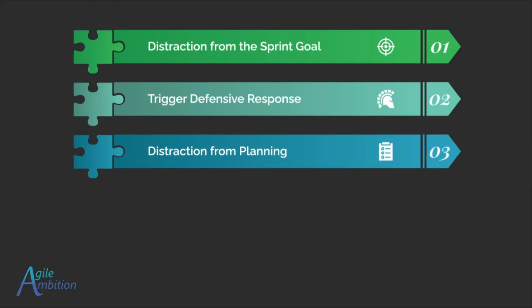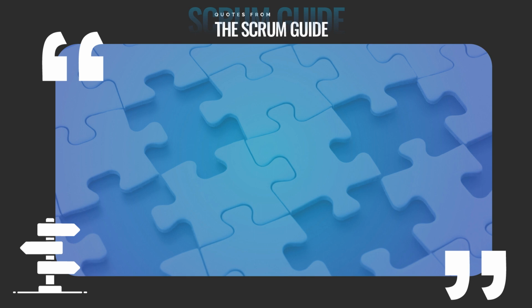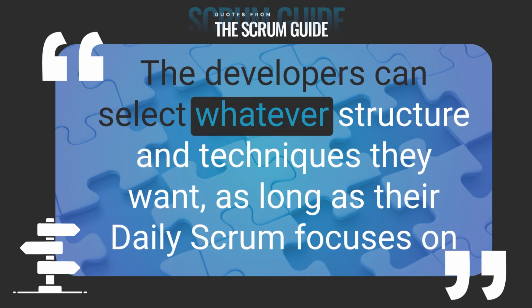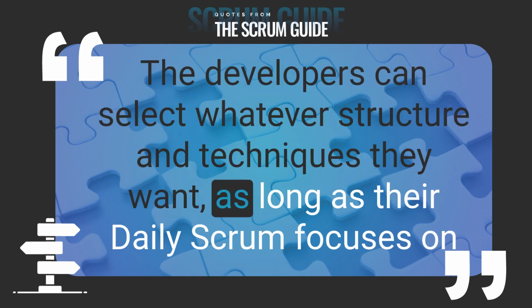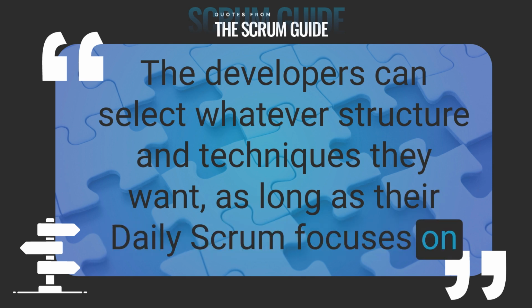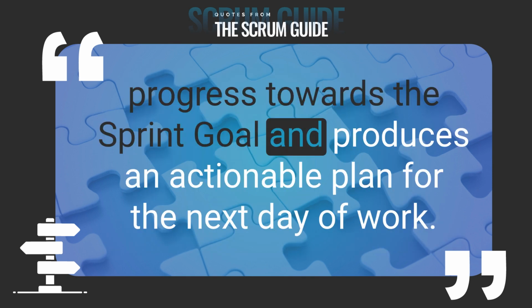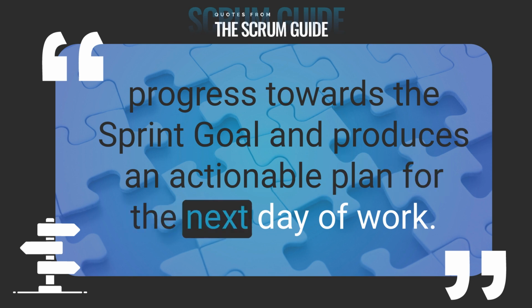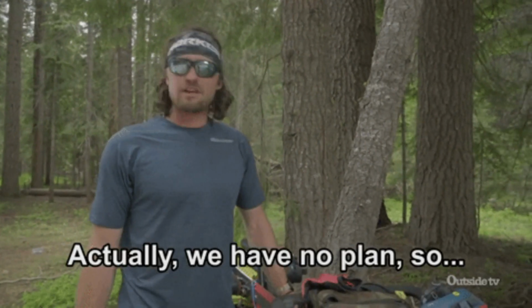The 3 question format also has the potential to distract your team from planning for the next 24 hours. The Scrum Guide says the developers can select whatever structure and techniques they want, as long as their daily Scrum focuses on progress toward the sprint goal and produces an actionable plan for the next day of work. We tend to overlook that actionable plan requirement.